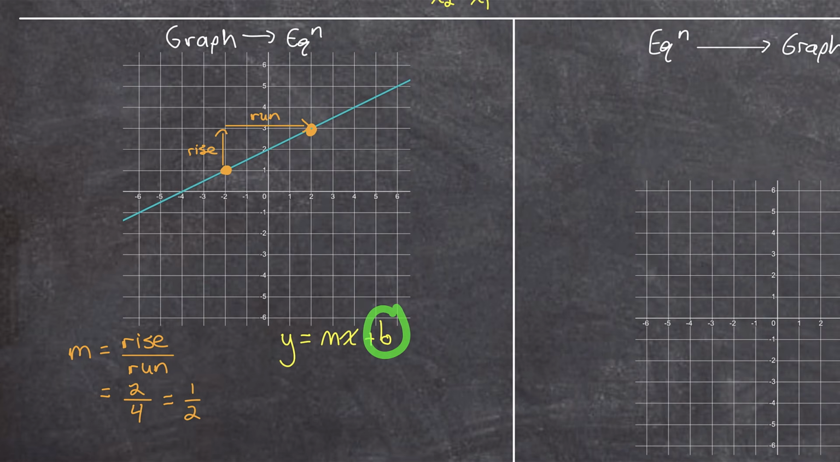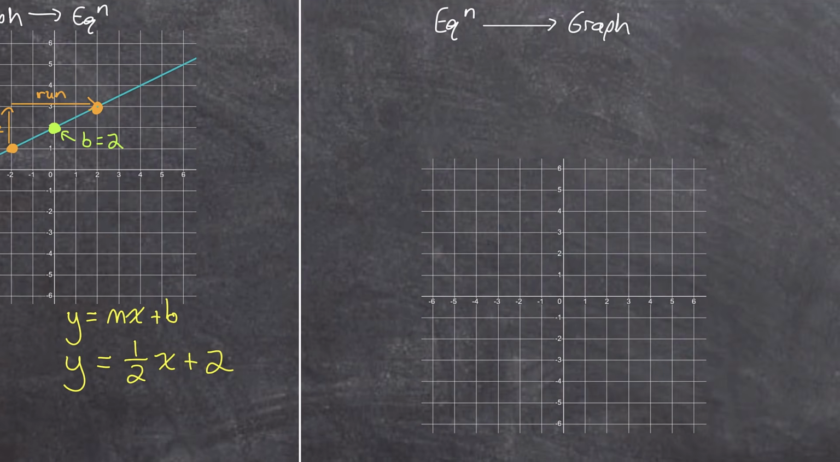The b value is just the y-intercept. That's just where does it cross the y-axis, and it crosses at 2. So my b value is 2. So when I write my linear relationship in the form y equals mx plus b, it would be y equals 1 over 2x plus 2.